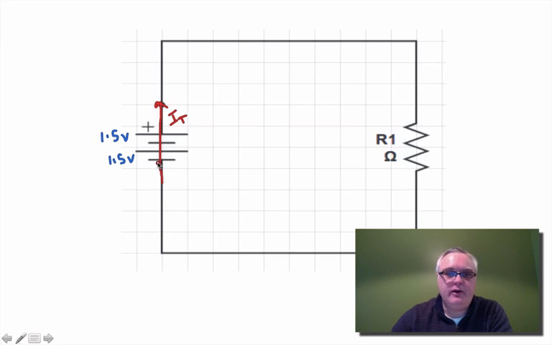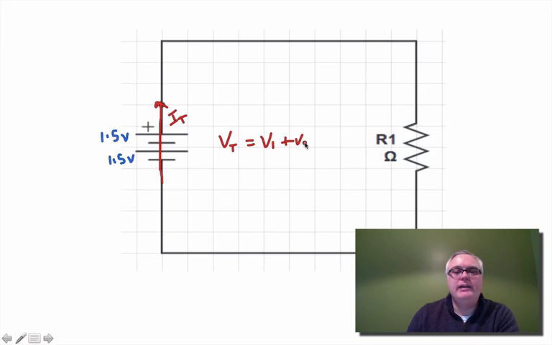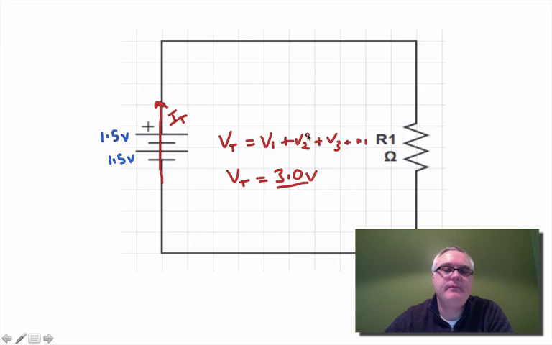So each coulomb of charge gains 1.5 volts when it passes through this battery. It gains another 1.5 volts when it passes through the second battery. It's a series circuit. There's only one path. So every coulomb of charge passes through both batteries. So in this case, the total voltage gained is just, again, the sum of each individual battery. So in this case, it's a total voltage gain of 3 volts. Okay, I gain 1.5 plus another 1.5, so I'm gaining a total of 3 volts. Okay, so that's connecting batteries in series.